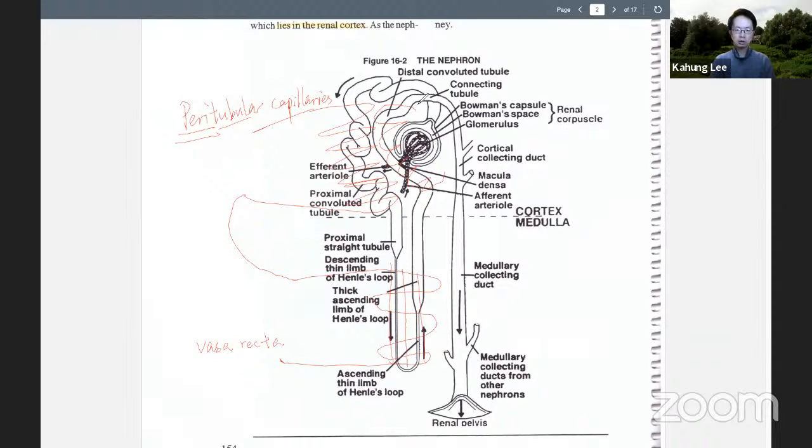And then the filtrate continues to go to the connecting tubule and the cortical collecting duct. Cortical collecting duct means that these ducts are in the renal cortex. And then as it goes down, you have the medullary collecting duct, meaning that they are in the medulla of the kidney. After that, they'll join with other nephrons, and then they will eventually go to the minor calyx, major calyx, etc. And yes, you need to know the names of all of this because we will talk about all of it.